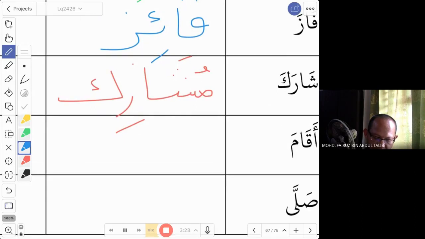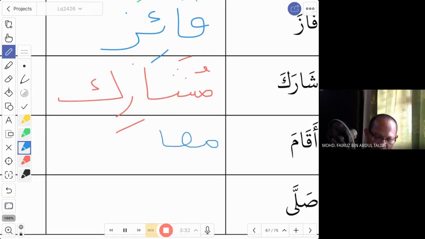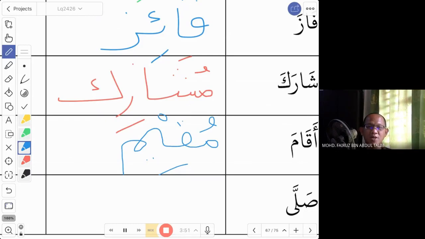So the isim fa'il? Muqimun. This is the word muqim. So what is muqim? It can mean two things as well. Muqim means the one who stays. Like in Malay, we say bermukim, means that he stays at that place. Or you can say somebody who performs something. In the Quran, you have the words muqimus salah, people who perform prayer. So it depends on the sentence that you use.